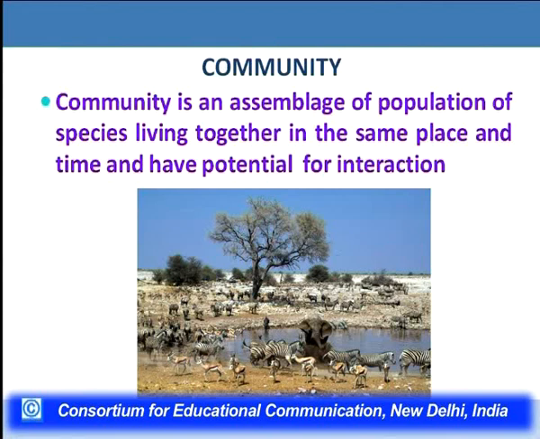But when we talk of an ecological community, we are basically talking of an assemblage of a number of individuals of different species, which are living together in the same place and at the same time. Now, these individuals of different species which are living together might be interacting with each other or they might not interact with each other directly.